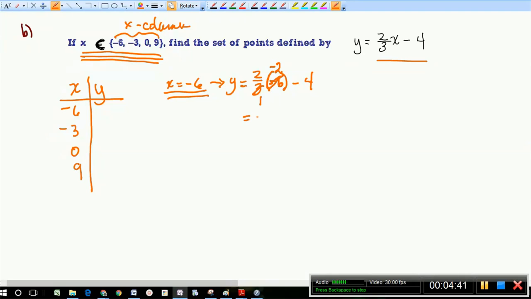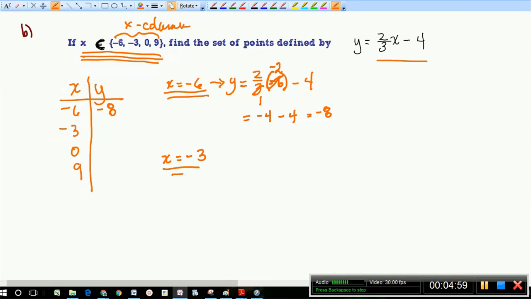Positive 2 times negative 2, negative 4, minus 4. And so y is going to be what? Negative 8. Okay? All right. So what about x is equal to negative 3? I'll do this one, and then you guys can do 0 and 9 on your own.